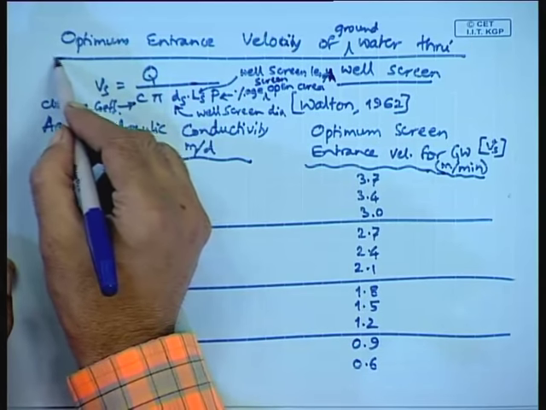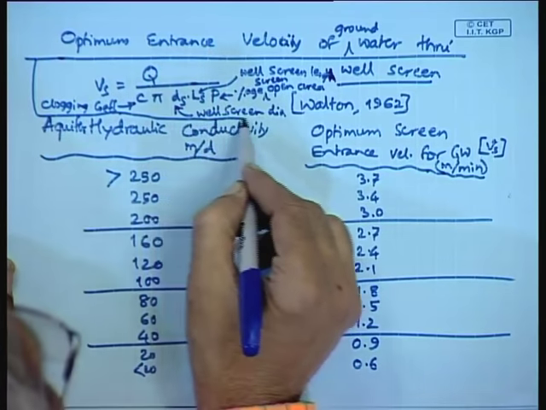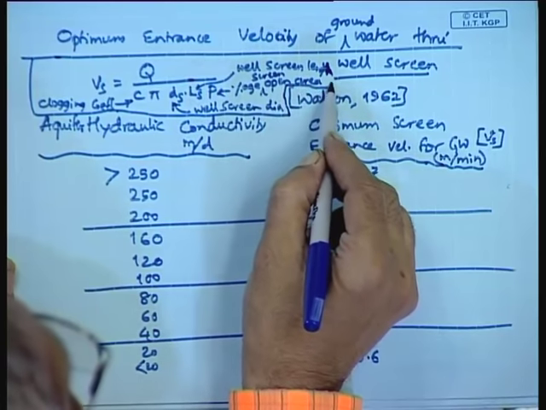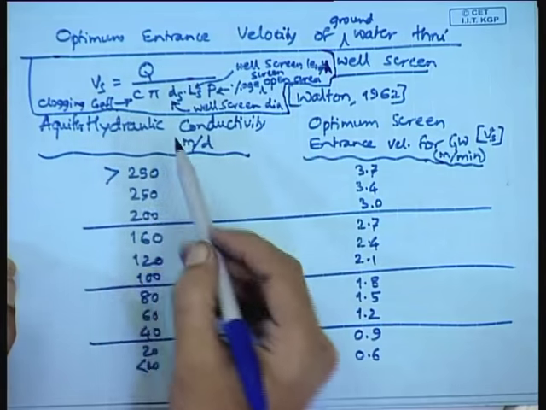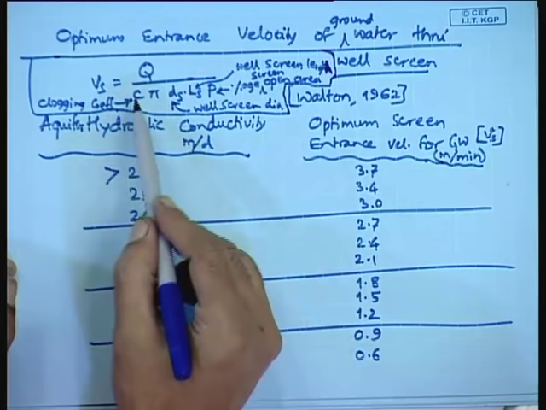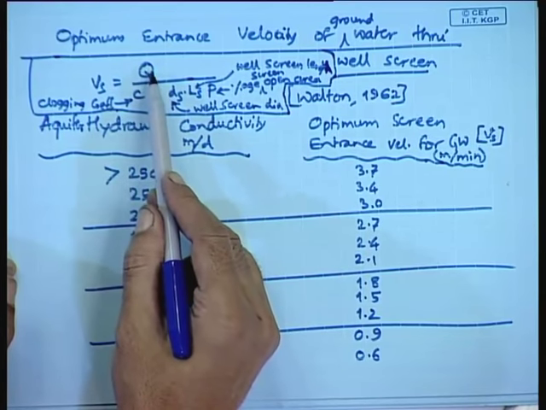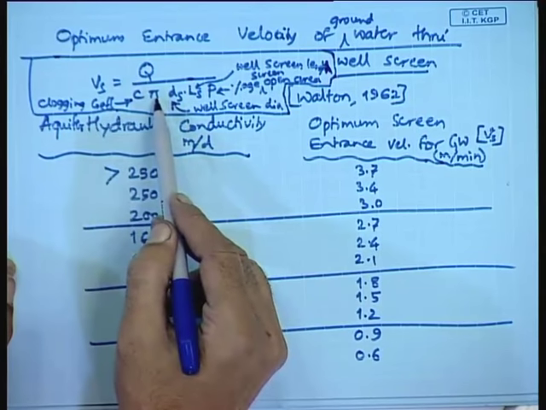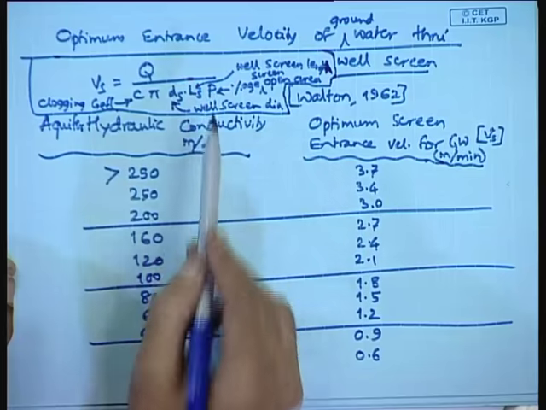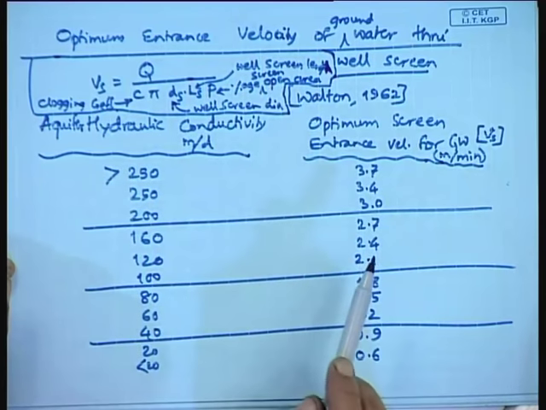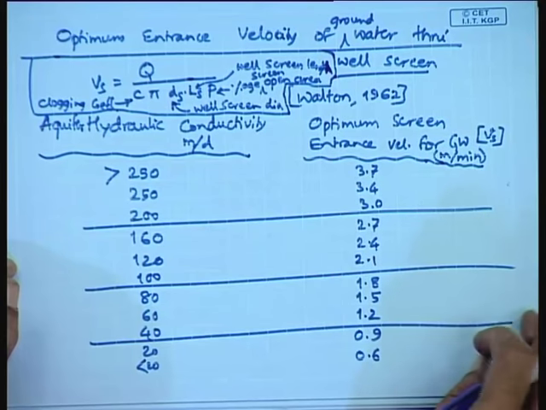So basically, this is the formula. The optimum screen entrance velocity is expressed by Q, the well discharge, divided by C, the clogging coefficient, multiplied by pi multiplied by ds Ls into P, where P is the percentage screen open area. Once this optimum entrance velocity is ensured, we can expect that the well will function better.